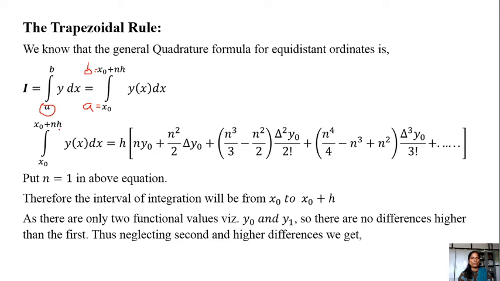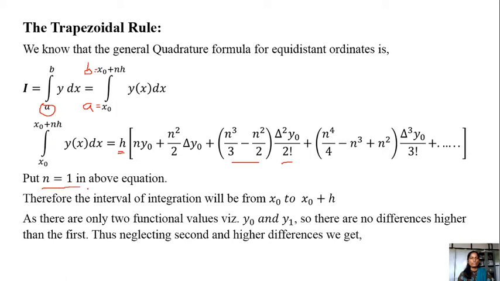So integration x naught to x naught plus nh y dx is h outside. What is this h? h is the interval of differencing. In the bracket: n y naught plus n square upon 2 delta y naught plus (n cube upon 3 minus n square upon 2) delta square y naught upon 2 factorial plus (n raised to 4 upon 4 minus n cube plus n square) delta cube y naught upon 3 factorial plus etc. Now for the trapezoidal rule we are putting n is equal to 1 in this equation.